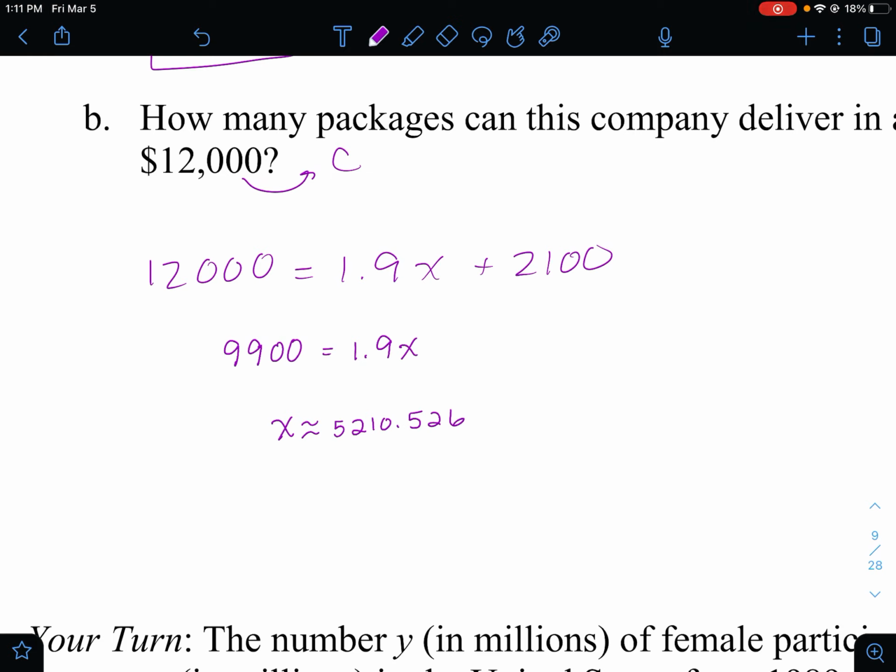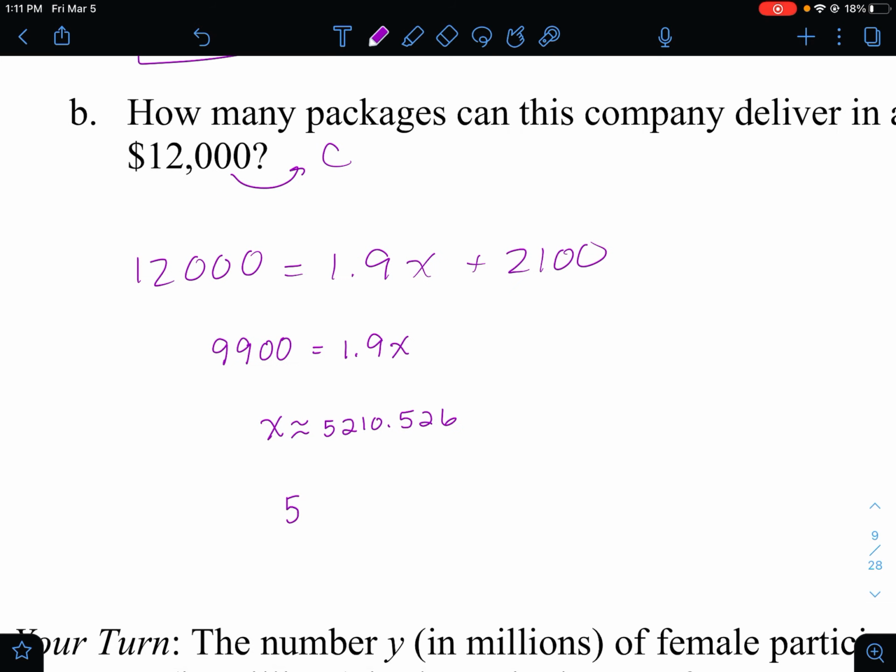5,210.526 packages. Well, we can't deliver partial packages, and I can't round this up because I don't quite have enough money. $12,000 isn't enough to deliver 5,211 packages. So we would have to say they can deliver 5,210 packages with an operating cost of $12,000.